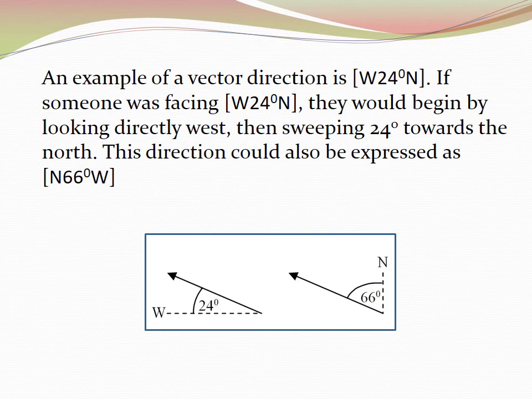An example of a vector direction is west 24 degrees north. If someone was facing west 24 degrees north, they would begin by looking directly west, then sweeping 24 degrees towards the north. This direction could also be expressed as north 66 degrees west, as someone could look directly north, and then they would swing 66 degrees towards the west to look the exact same direction.